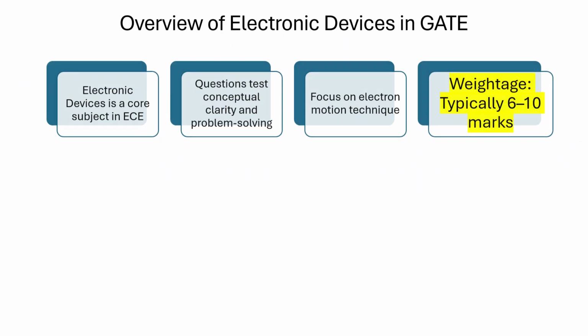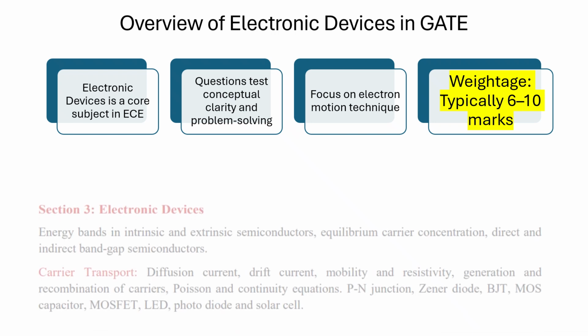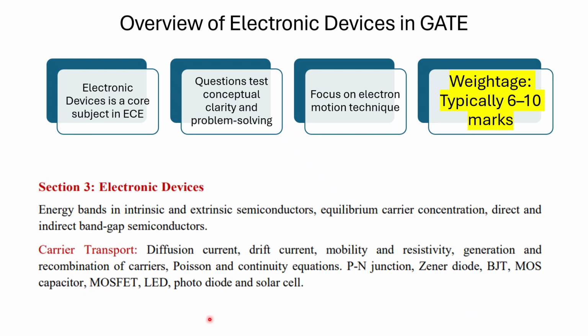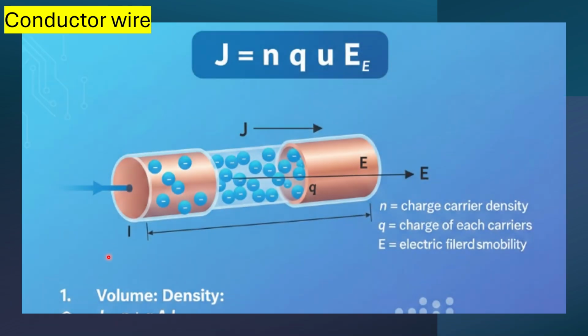This is important for GATE as well, because it may carry marks between 6 to 10 marks. And if you look into the syllabus for GATE, then definitely you will find all these four devices in your syllabus, right? Okay, so let's go first. How can we find out the current equations in our conductor wire?